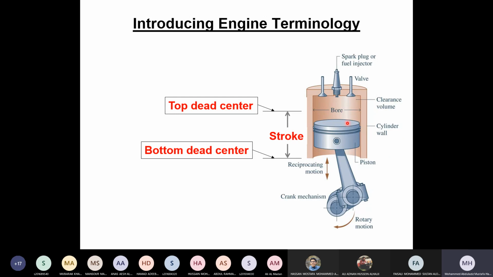So this is the size of the cylinder. We have 4 cylinders, 6 cylinders, 8 cylinders, but each cylinder is like this in the engine. So this is the cylinder, and this is the piston going up and down. When it goes down, it is a stroke. When it goes up, it is a stroke. And this is the diameter. So we call this top dead center. This is the maximum point that the piston reaches.